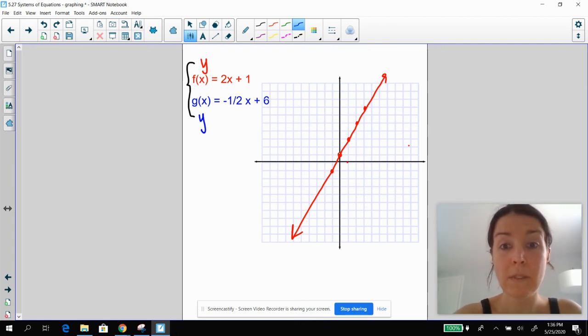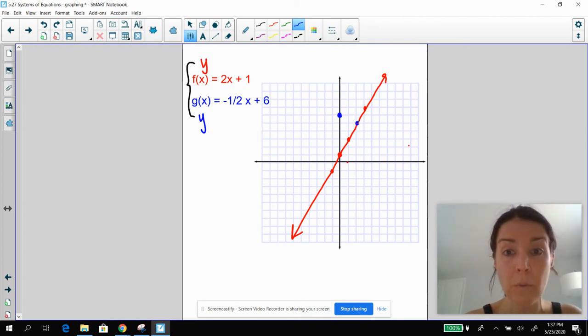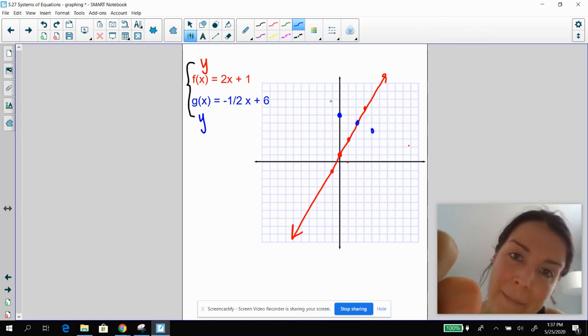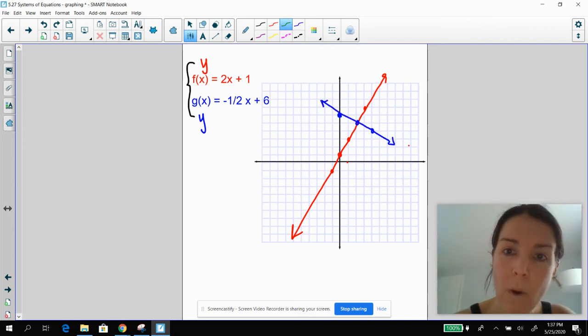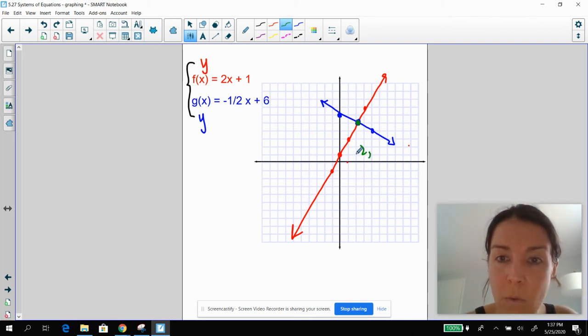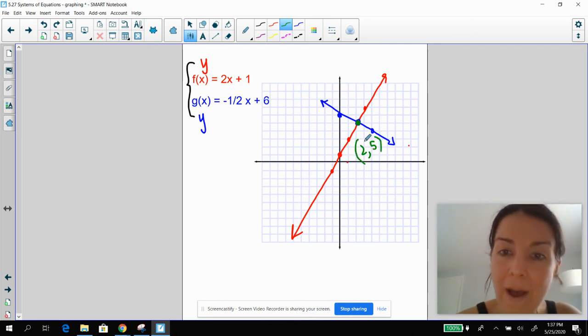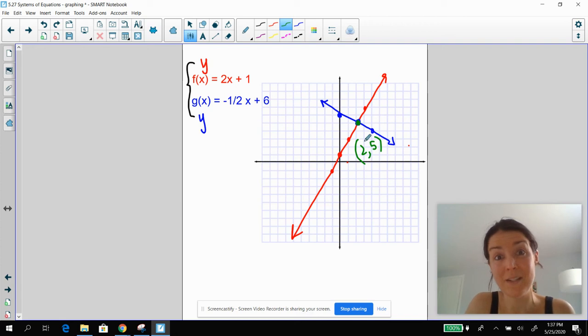So my y-intercept is 1, 2, 3, 4, 5, 6. And now here's a negative slope, so I'm going to go down 1 over 2. Down 1 over 2. Look, I don't have to go much further because I see that they already cross right there. What is this coordinate point? Again, we are at 2, comma, 1, 2, 3, 4, 5. So 2, comma, 5 would be the solution to this system.